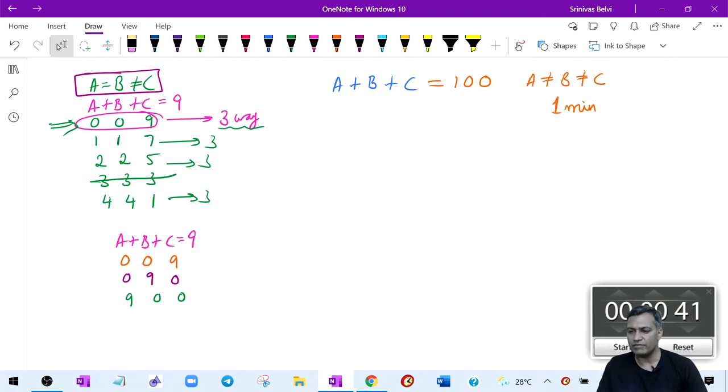How many ways can 100 identical marbles be distributed among 3 kids A, B, C such that no 2 of them get an equal number of marbles?